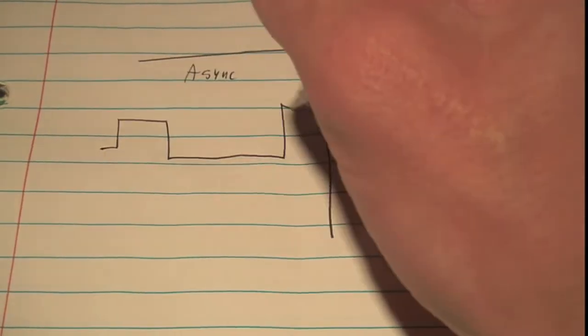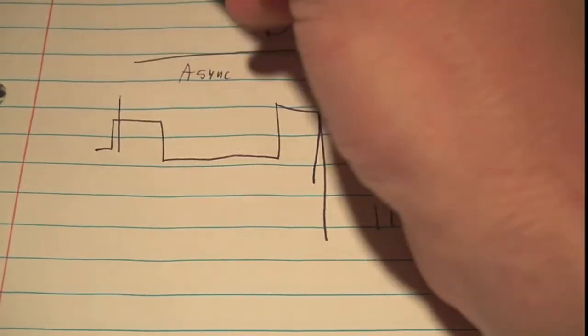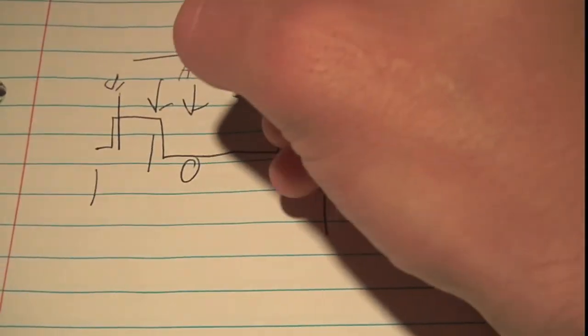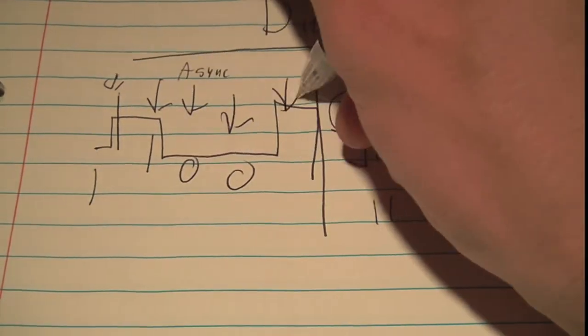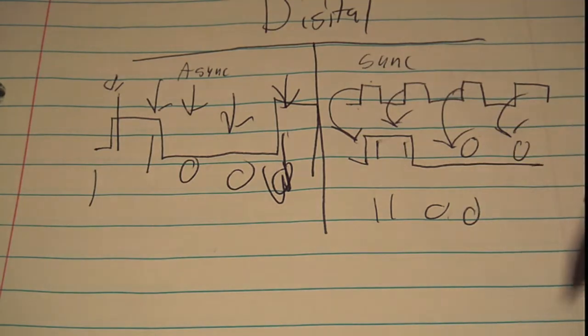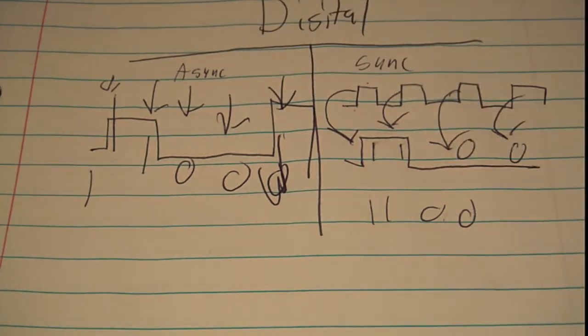Asynchronous has a set time. So you just have your data here, and it says, every set time period, it's going to look here, right? And then it's going to say that's a 1, and then it's going to look here, and it's going to say that's a 1, and then it's going to look here, and it's going to say that's a 0, and then it's going to look here, and then it's going to look here, right? And it's going to look every specific time period, which is specified by the spec.